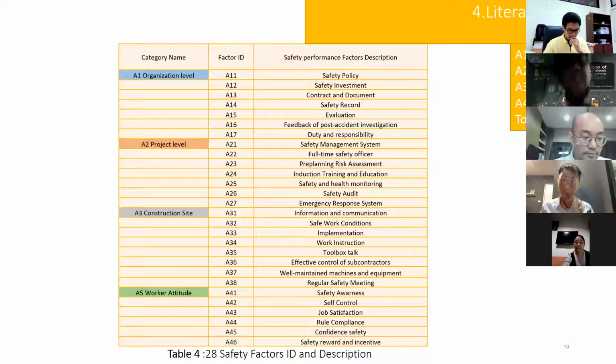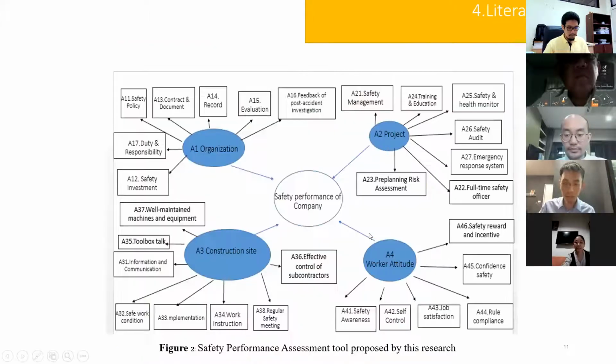Then I developed the safety performance assessment tool that will be used in this research. Our objective is to analyze the safety performance of the project, which is here, and then we have the 4 levels under it, and each level has the safety factors that affect it.